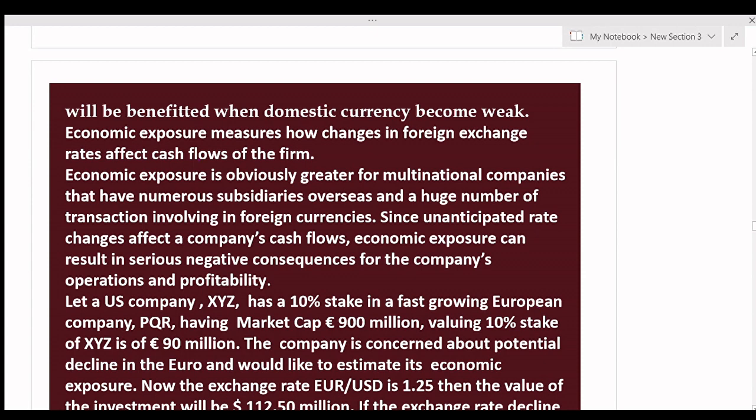Economic exposure measures how changes in foreign exchange rates affect the cash flows of the firm. Economic exposure is obviously greater for multinational companies that have numerous subsidiaries overseas and a huge number of transactions involving foreign currencies. Since unanticipated rate changes affect a company's cash flows, economic exposure can result in serious negative consequences for the company's operations and profitability.